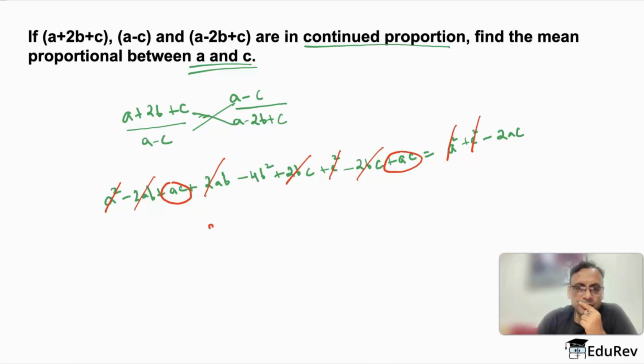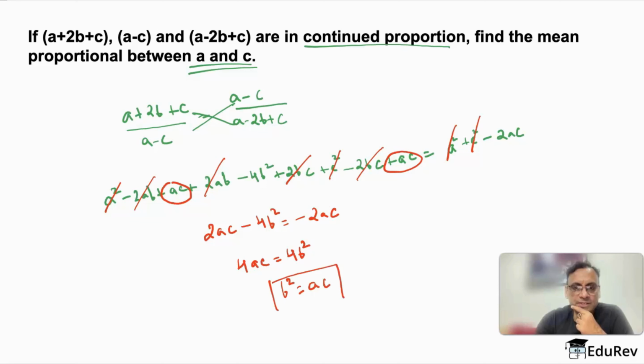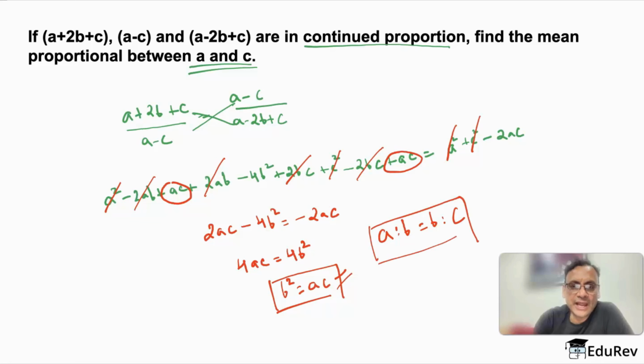That means 2ac minus 4b square is equal to minus 2ac, or 4ac is equal to 4b square, or b square is equal to ac. Now b square is equal to ac. That means mean proportional between a and c is b, because this tells you that a is to b is equal to b is to c. a, b, c are in continued proportion, and b is the mean proportional or the middle proportional or the second proportional. Hence the answer is b.